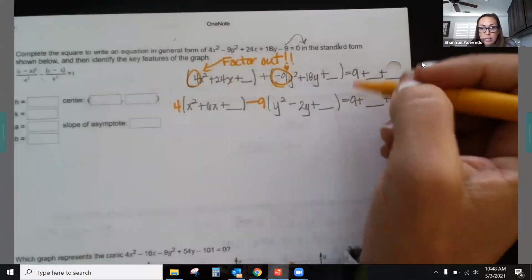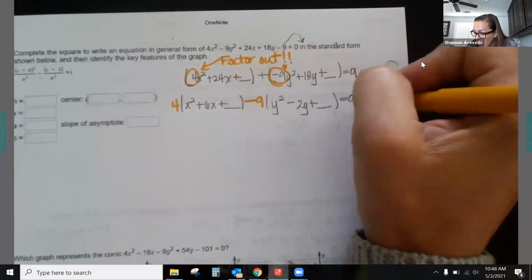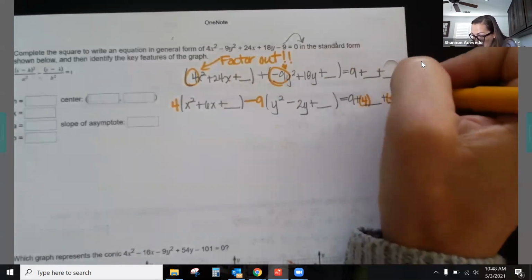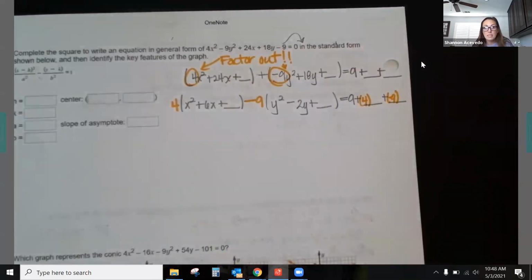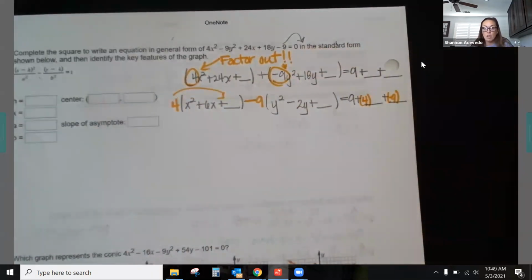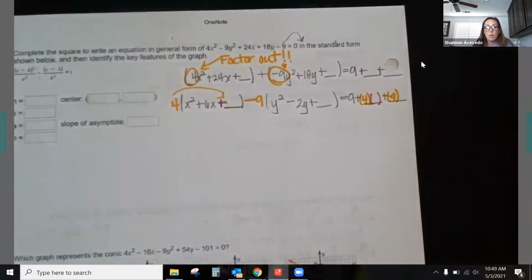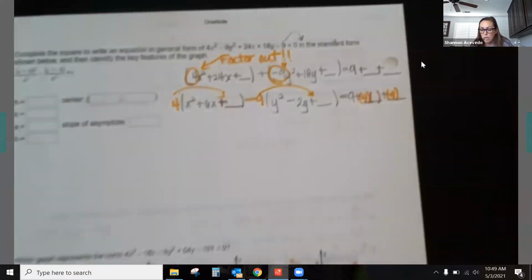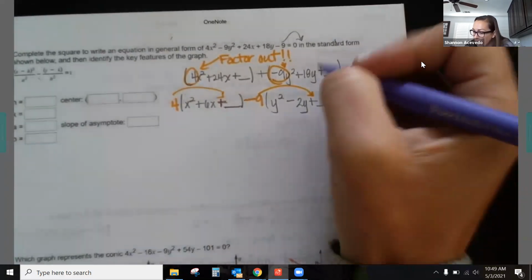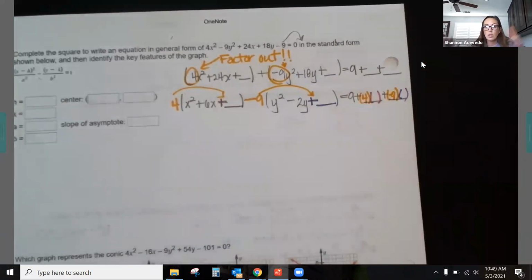Okay, so when I look at this, I have my 4 here, and I have a negative 9 here. Make sure that you include those pieces. It's going to be 4 times whatever that value is. You need to make sure you have that value 4 times whatever it is. It's also going to be negative 9 times whatever that is. So whatever you have here, you also have to have here, so that they're equivalent, that they are balanced.